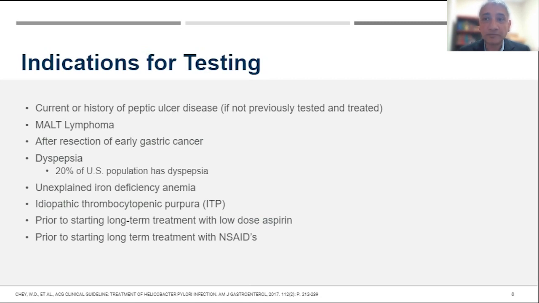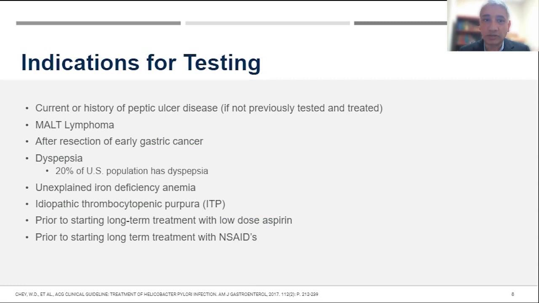MALT lymphoma, as we know, has been found to be associated with H. pylori, and the association is causal. Very early stages of MALT lymphoma can be simply treated with eradication of H. pylori. So very early cases of MALT lymphoma can actually regress after treatment of H. pylori infection.